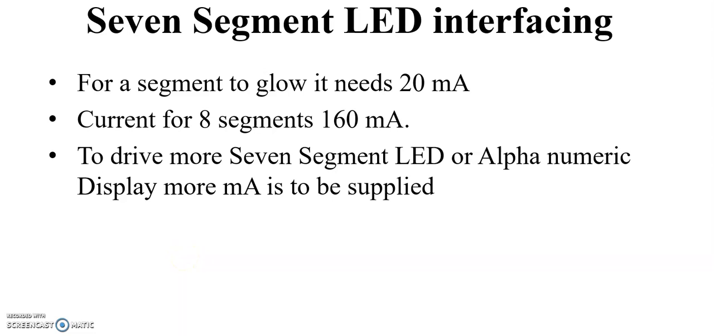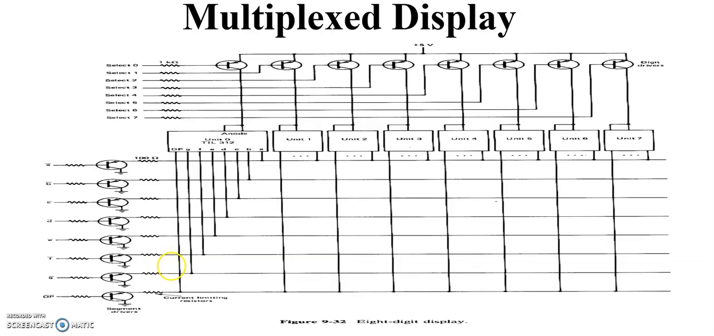Some of the disadvantages of 7-segment LED interfacing are that for a segment to glow, it needs 20 milliamperes. So the current for 8 segments is 160 milliamperes. To drive more segments, such as an alphanumeric display, more milliamperes must be supplied. To overcome this, we move to the multiplexed display.